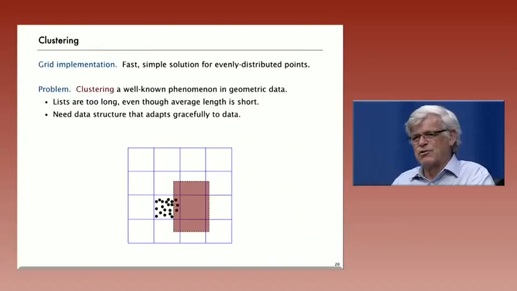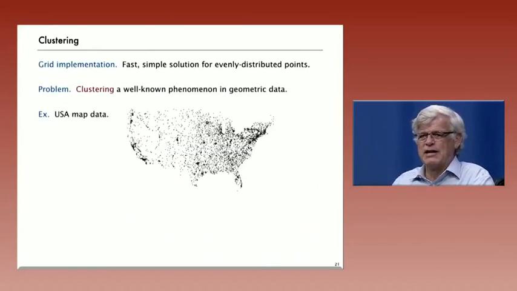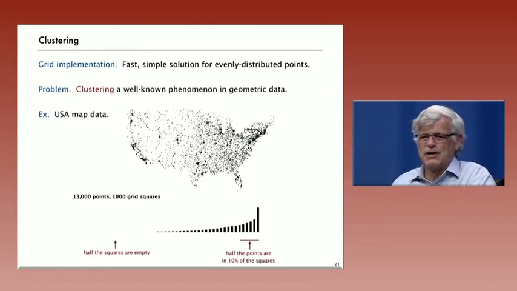So we need a data structure that more gracefully adapts to the distribution of the data. And again, it's well known that most geometric data has this kind of problem. So for example, here's some data which is cities in the US.